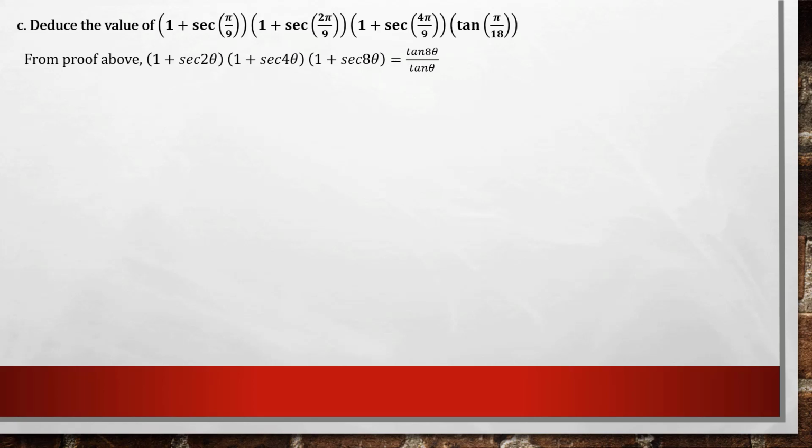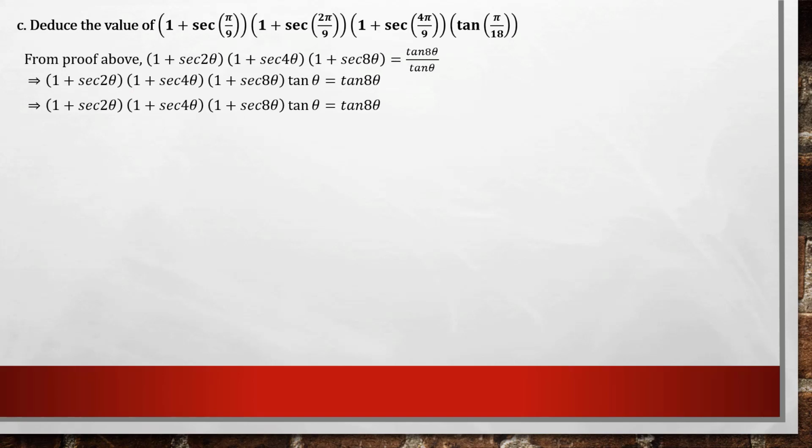Now if we compare this and this, what do we realize? If I rearrange this proof, it means I can multiply all through by the tangent of theta, so that we should get something of this nature. If I multiply all through by the tangent of theta, we are going to have this times tan theta, and that is equal to tan 8 theta. So from there we see that that's what we get.